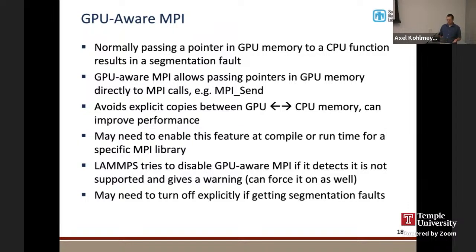I've got a lot of questions on the forum or the GitHub issues. Why am I getting the seg fault? Well, if it runs fine on one MPI rank, but as soon as you do two it seg faults in an MPI call, then it's almost certainly your MPI library doesn't support GPU-aware MPI.